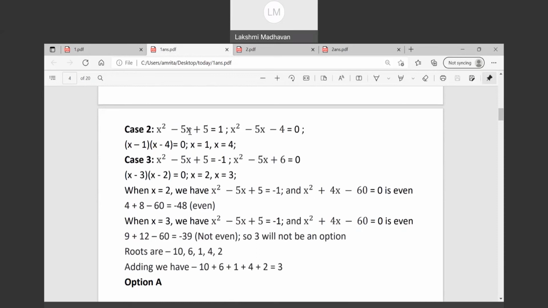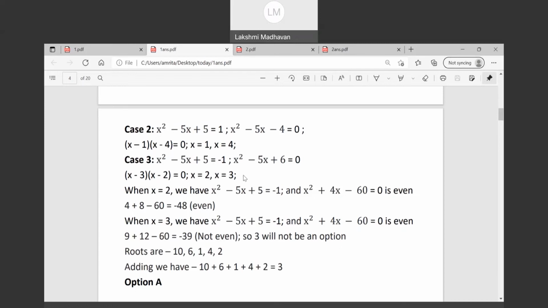We have this as 4. It's minus 4 is equal to 0. So after solving this, we'll have two roots, right? So the value of x can be 1 or 4. So the solution can be x minus 1 or x minus 4, and the roots can be x equal to 1 or 4.